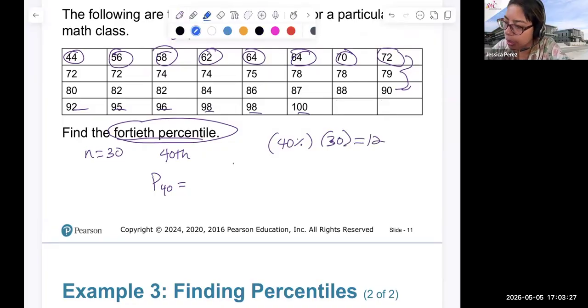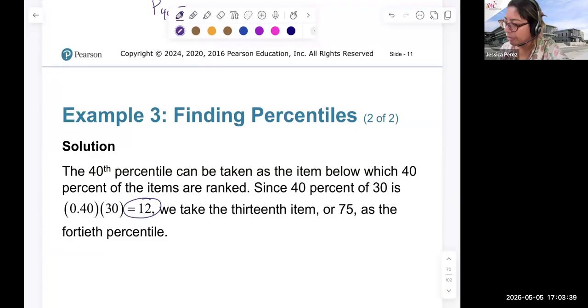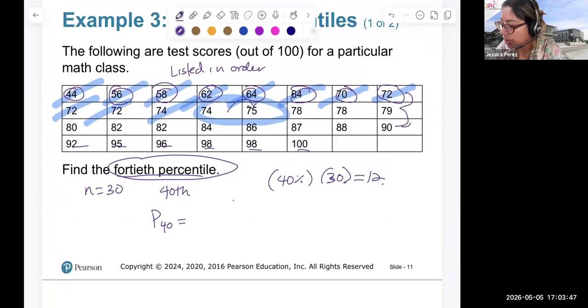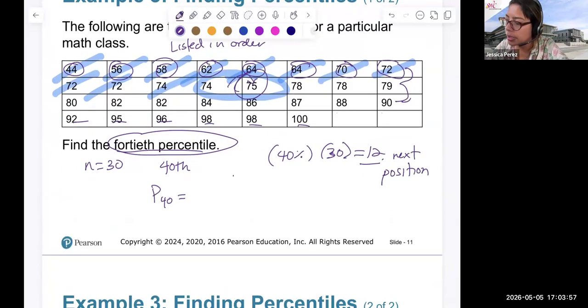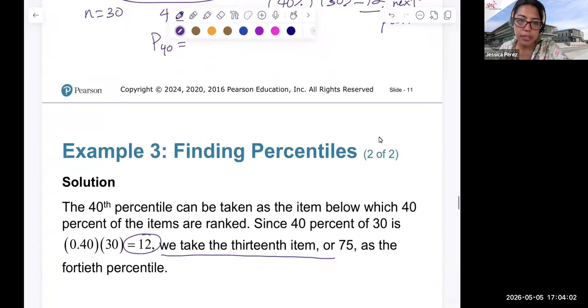So that means we're going to go 1, 2, 3, 4, 5, 6, 7, 8, 9, 10, 11, 12. So between 74 and 75. So it's the 12th item, so we pick the 13th item. Since we have 12, you jump to the next one, the next position after that. So we counted 12 and got up to 74, so the next one would be 75. So that position would be 75.